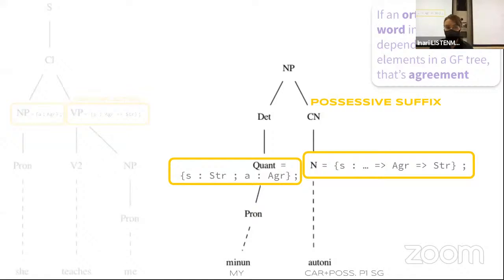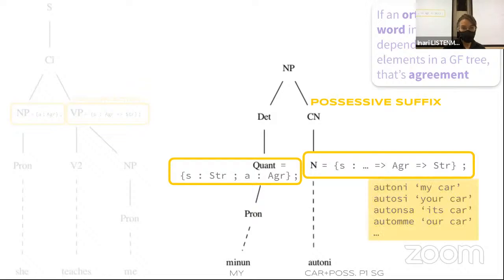So how do we do this in GF? The first strategy is with an inflection table, like this. We've seen this design with the verb forms previously. This inflection table could contain all these forms like my car, your car, and so on. And then the quantifier has an inherent parameter for agreement, and that would be what chooses the form autoni. Once we have the actual pronoun there, it's I pron, and then that chooses the form my car.